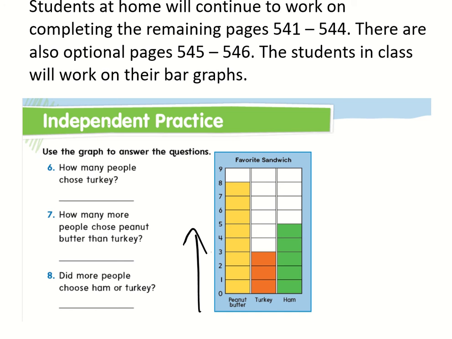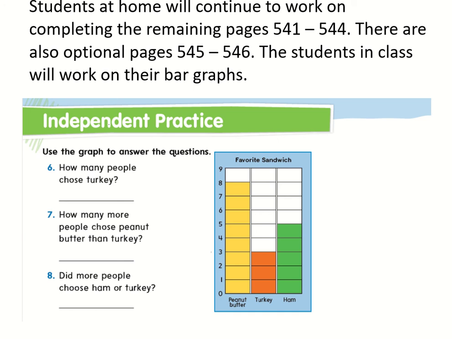So for students at home today, you're going to continue to work on completing the remaining pages 541 to 544. There are also optional pages of 545 to 546. The students in class are also going to be working on bar graphs. So boys and girls, if you want to try to do this one on your own, please go for it. If you're in class, let's do it together.